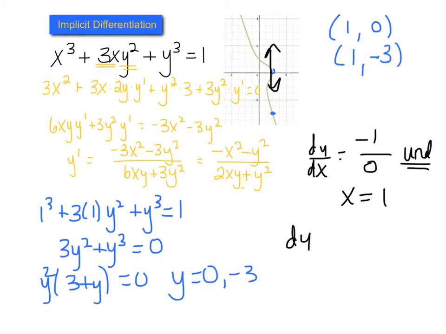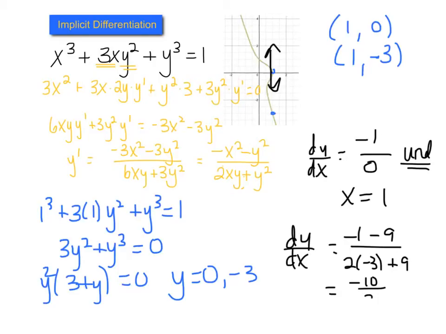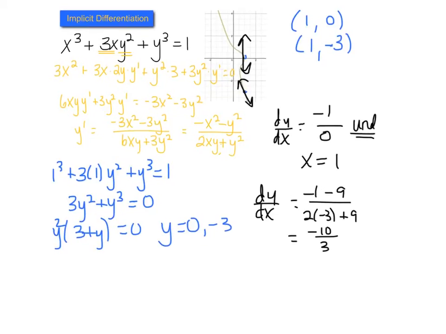Then our second point is still going to be negative 1 minus 9 over 2 times 1 times negative 3 plus 9. So that's negative 10 over negative 6 plus 9, so 3. So negative 10 thirds is our slope right about here. And our tangent line equation is going to be y plus 3 equals negative 10 thirds times x minus 1.